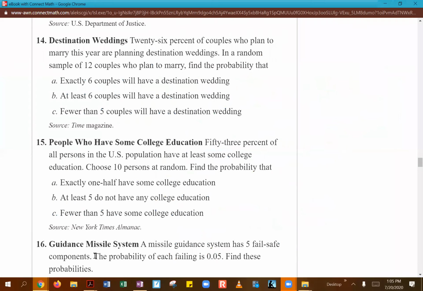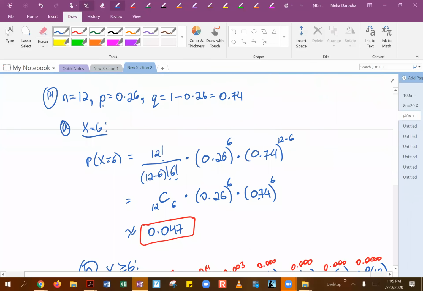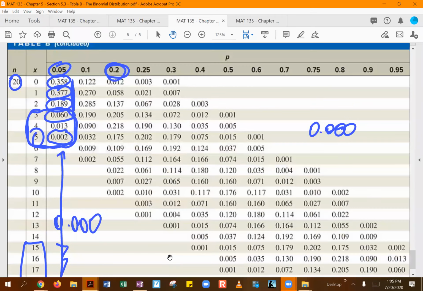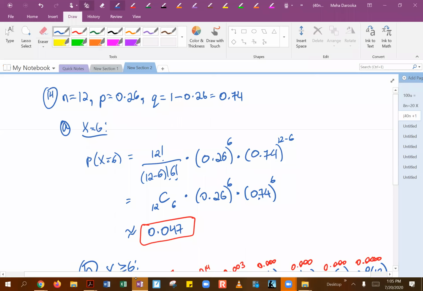So like here, when they say exactly 6 couples, at least 6, or at most 6, or, you know, fewer than 5, each one of those is going to have its own individual calculation. And then based on what your probability is, you can kind of decide, can I use the probability table, or do I have to use the binomial probability formula? So I do have a couple more examples that I would like to talk about. So we will do that tomorrow.